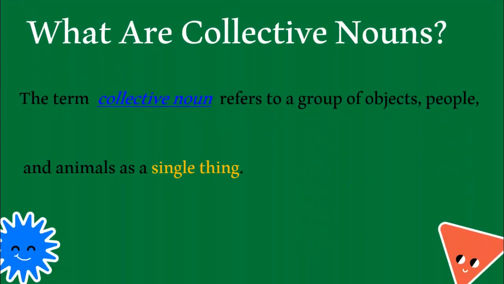Let's begin. We use collective nouns to refer to a group of objects, people, and animals as a single thing. So it's one word that stands for many things. It's also known as a group noun.